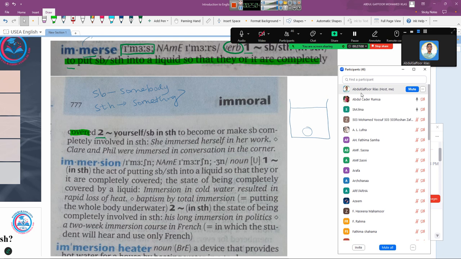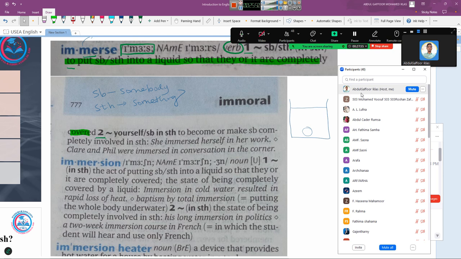Clary and Phil were immersed in conversation in the corner. Now you see, this is a very interesting sentence. If you understand its meaning, it's really very interesting. Let's say Clary and Phil are a couple, in the corner. They have forgotten themselves and they are immersed in the conversation. Which means they forgot themselves and they are talking. They have completely involved themselves in the conversation, right?